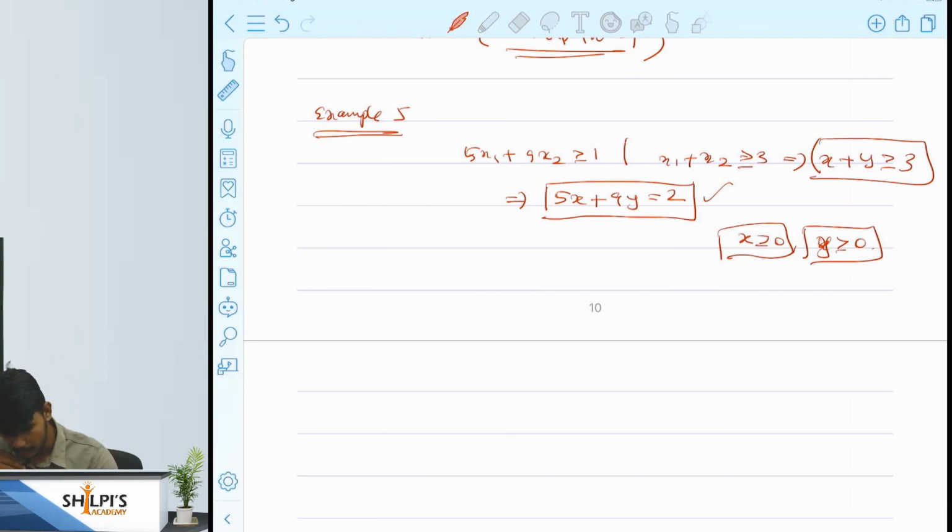Okay. For y greater than or equal to 9, so here it will be 9. Okay.